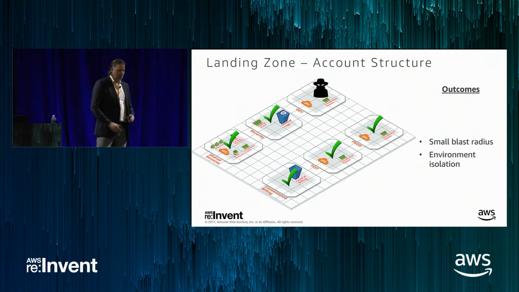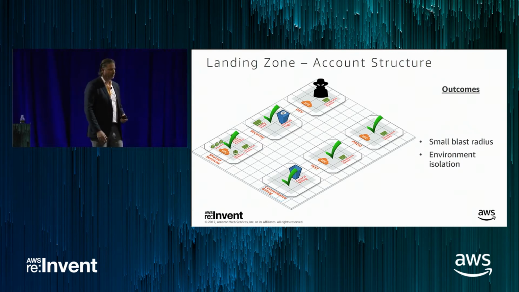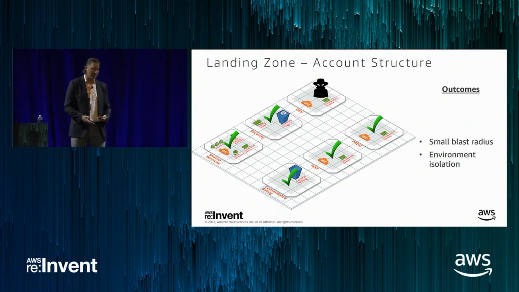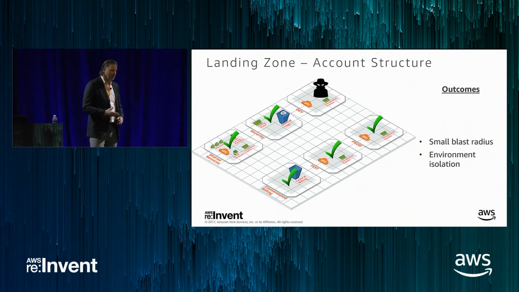So being able to contain the possibility of a mistake happening within an environment, you want to limit that as much as you can. So going down that multi-account path, where you have separate IAM concepts, helps you limit the impact of a mistake or a breach or things like that.